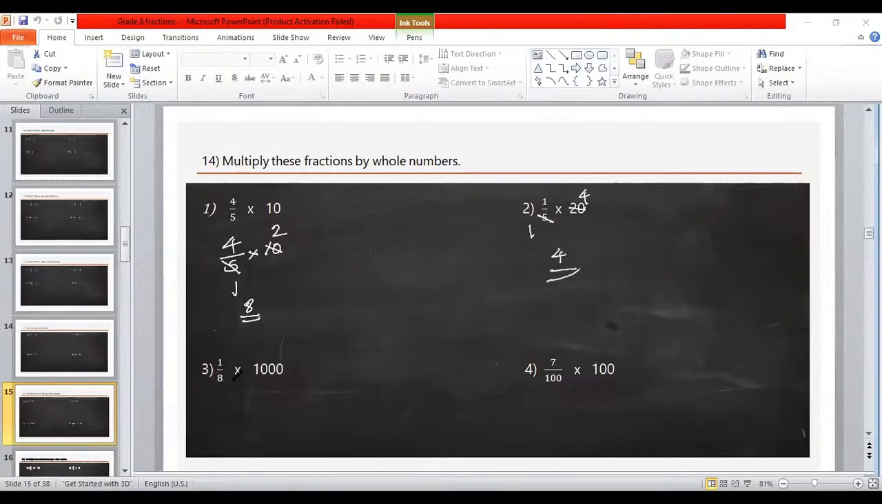Now cancel here. How many 8s? 20, 45. 125 into 125. How many hundreds are there? 100, 100. 1 times 7, 7 is the answer here.